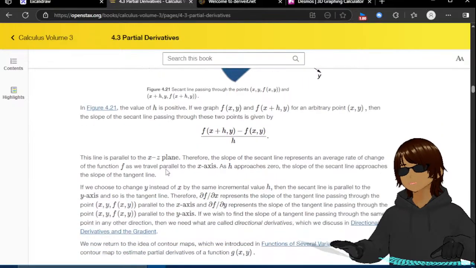This line is parallel to the x-axis. Therefore, the slope of the secant line represents the average rate of change of a function as we travel along the x-axis. As h approaches 0, the slope of the secant line approaches the slope of the tangent line.